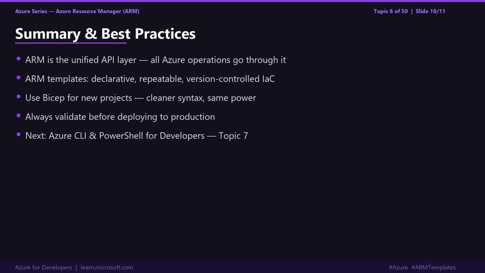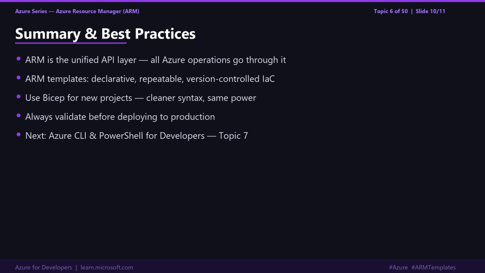Let me bring this topic together with the key takeaways and best practices. Azure Resource Manager is the foundation everything else in Azure is built on. Every operation, create, update, delete, list, flows through ARM. Understanding this layer helps you make sense of error messages, permissions problems, and why certain operations behave the way they do. ARM templates let you define infrastructure as code. Declarative, repeatable, version controlled. Write once, deploy to dev, staging, and prod identically. If your infrastructure is not in code, it is a manual process waiting to go wrong.